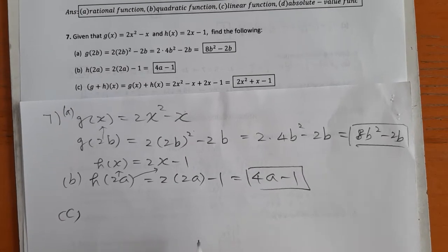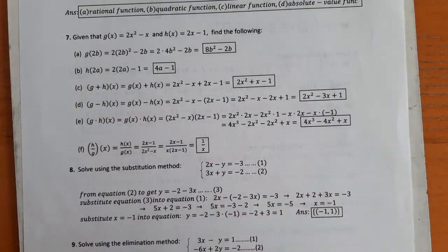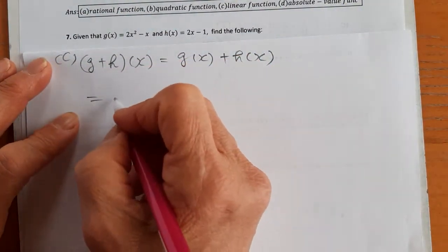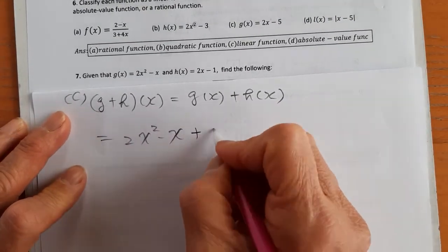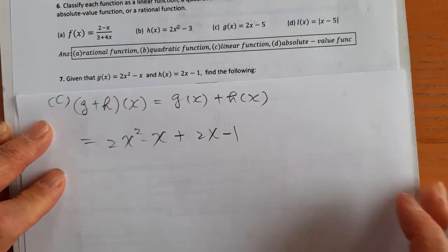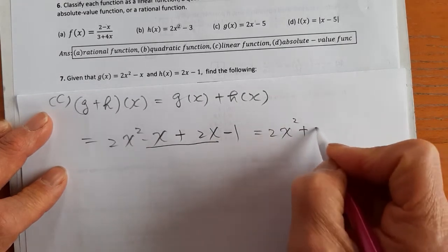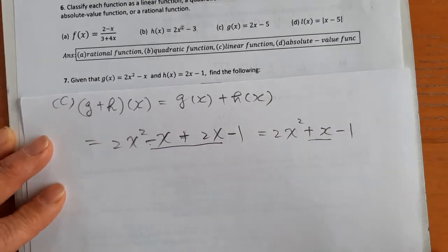And C, find the two functions added together. g plus h of x is equal to g of x plus h of x, the two functions added together. g of x is 2x squared minus x, and h of x is 2x minus 1. We need to combine like terms and simplify, and get 2x squared plus x minus 1. Negative x plus 2x is a positive x.